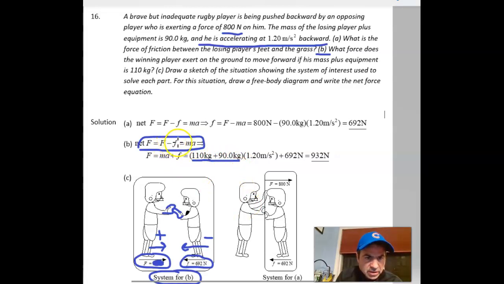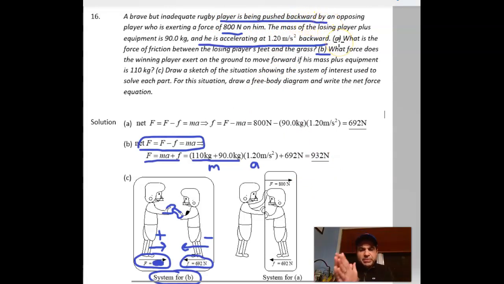They added small f to both sides of the equation to get F equals ma plus f, substituted for m, the mass of the system, and again they're able to use a for the system because the two players are being pushed backward. So it's not happening in an instant, it's happening over a period of time. So they're accelerating at the same rate, and then we substitute 692, which was the answer from part A, and then just the math works out to get 932 newtons.